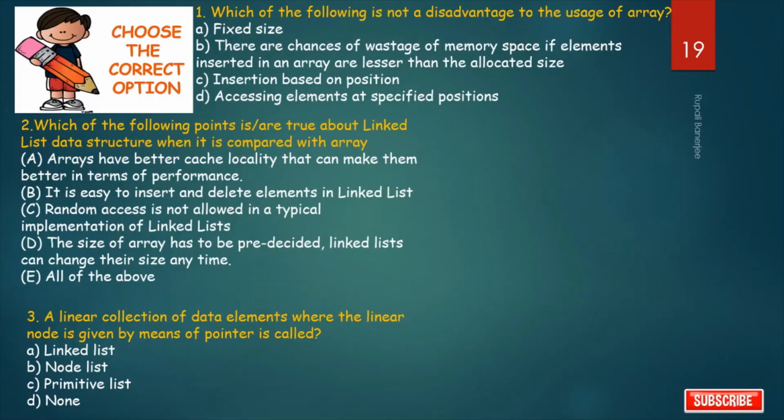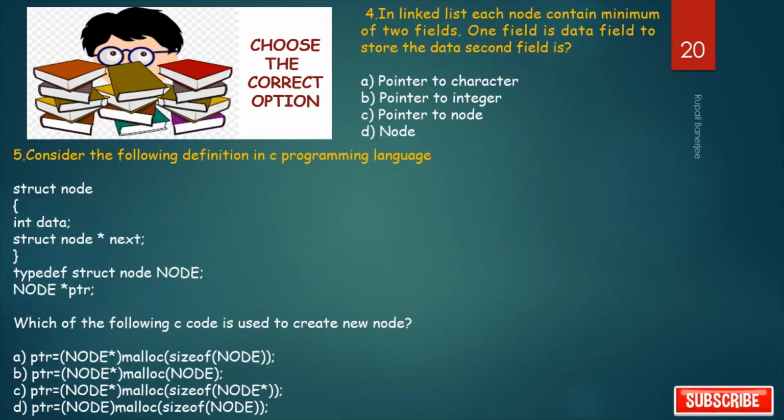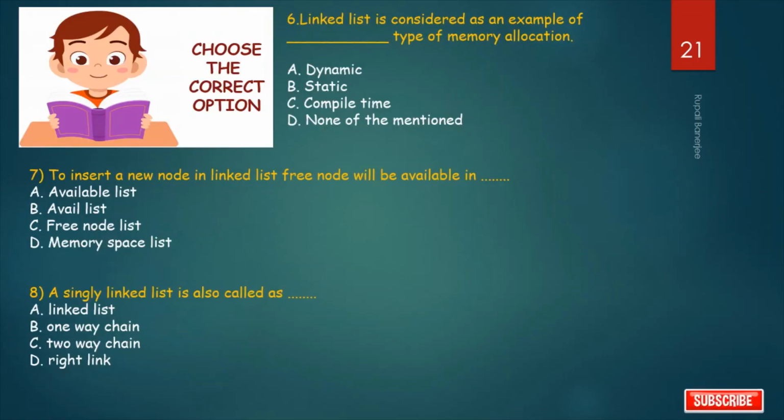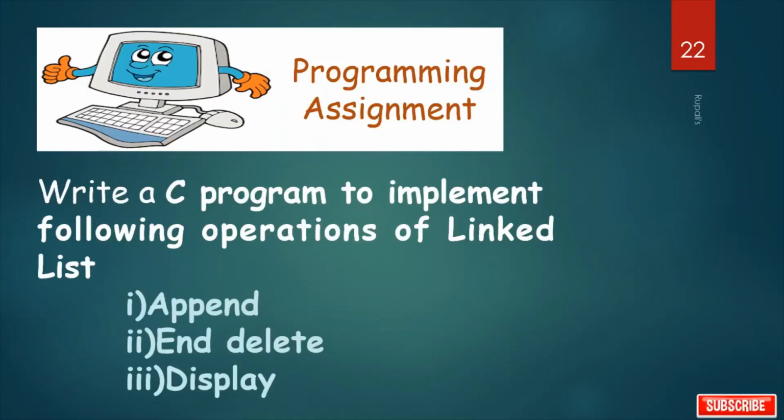Try to answer this question, choose the correct option and answer me in the comment section. Pause this video, try to answer this question in the comment section. I am waiting for your reply. This is your programming assignment. Write a C program to implement the following operations of linked list: append, end delete and display.